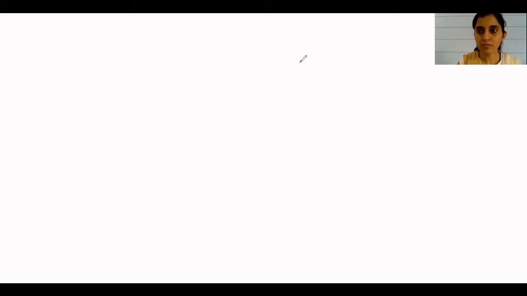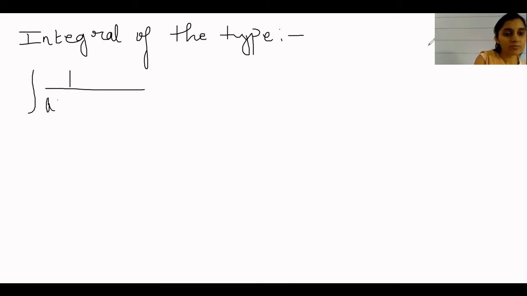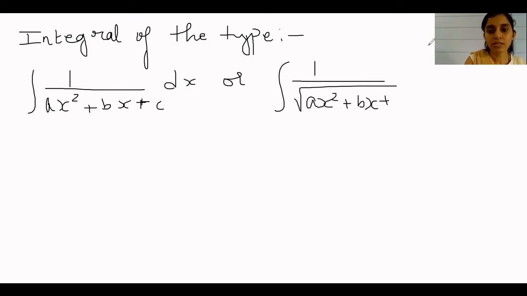So our first integral type is the integration of 1 upon ax square plus bx plus c dx, or the integration of 1 upon root of ax square plus bx plus c. So either it's under root or it is just a quadratic in the denominator.